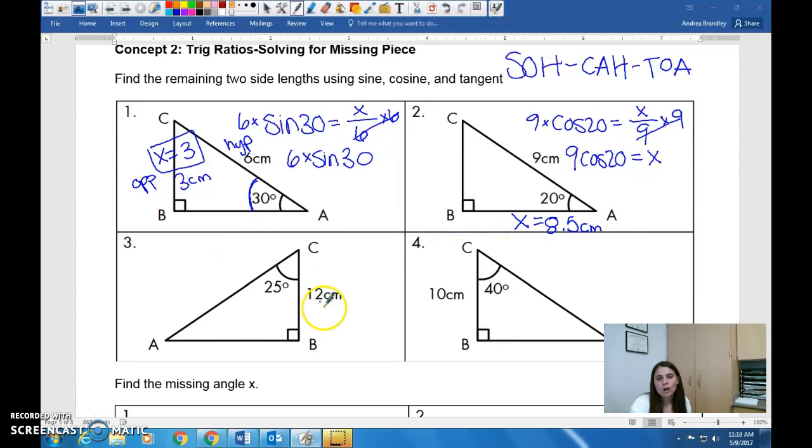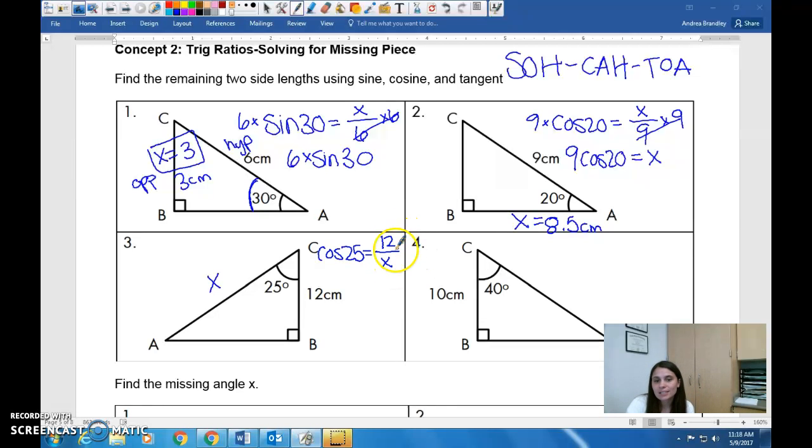So on 3 and 4, I'm now looking at a different angle. On number 3, I'm going to try and find what my hypotenuse equals. I don't know what my hypotenuse is. If I look at this angle, I know what the adjacent is, and I don't know what the hypotenuse is. That's what I'm trying to find. So I have adjacent and hypotenuse, which is what we just did on number 2, with cosine. So the cosine of 25 equals adjacent, which is 12, over the hypotenuse, which is x.